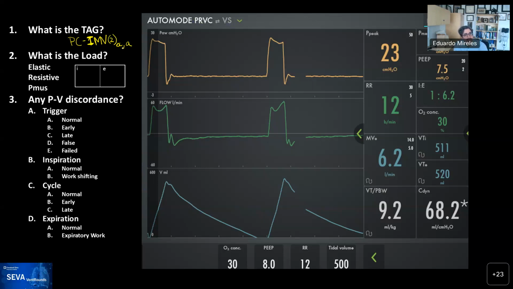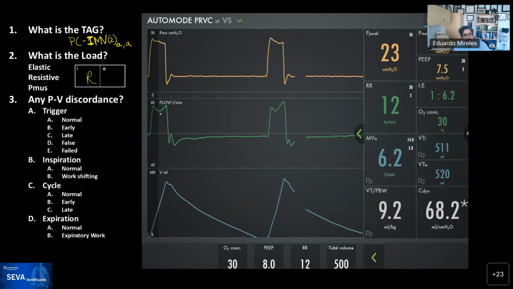What is the load? The load is super resistive. During inspiration, you cannot make it out because there's actually presence of PMUS. So during inspiration there's PMUS, presence of muscle. Otherwise, you would expect to see this decay exponentially down, but instead you see this increase in flow up here. That tells you that this patient is doing inspiratory effort.